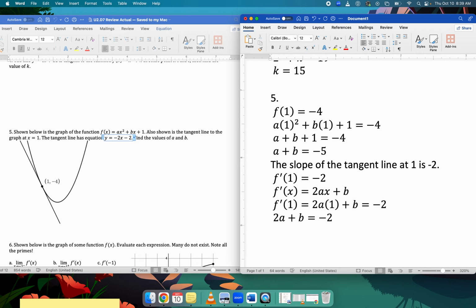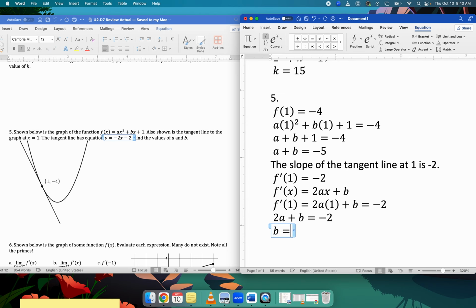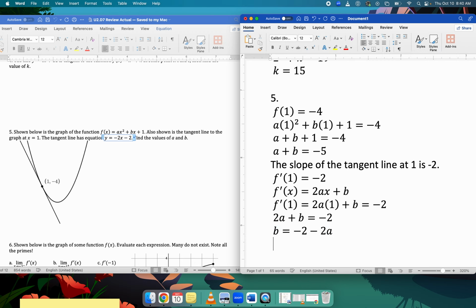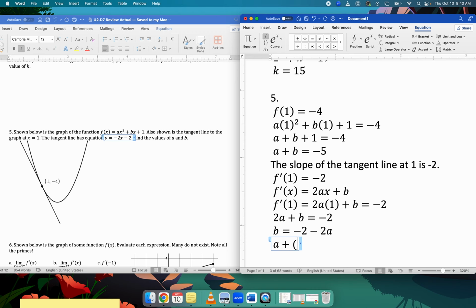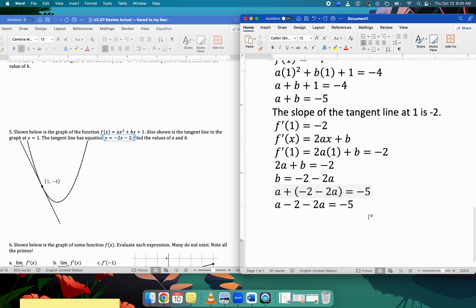How do you solve? I like substitution. You can use elimination, whatever. I'll solve that equation for b, maybe. I find b is equal to -2 minus 2a, and then I'll substitute that into this equation, replacing this b right here with -2 minus 2a. I find a plus -2 minus 2a is equal to -5, and then a minus 2 minus 2a is equal to -5.